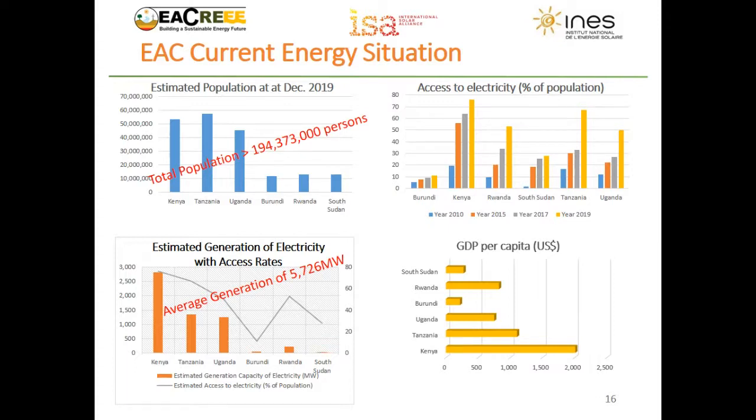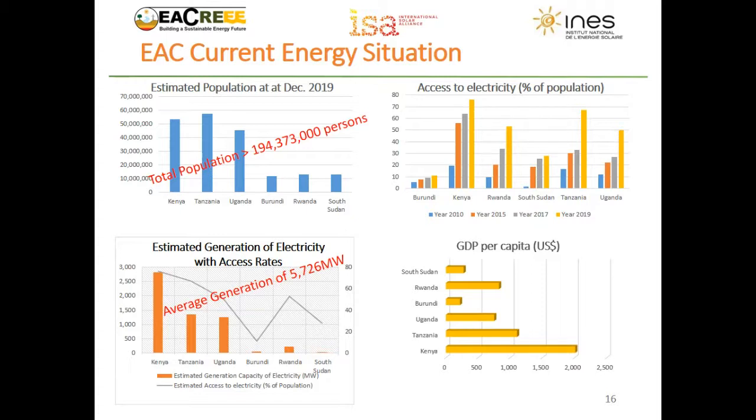And when we look at the situation in terms of the access rates, the graph on the top right side shows the population access rates ranging from 2010 all the way to 2019. The blue one is for 2010, the orange one is for 2015, the gray one for 2017, and the yellow one for 2019. The general perspective in these countries in the East African region is that there is a gradual increase in access rates in all the countries.